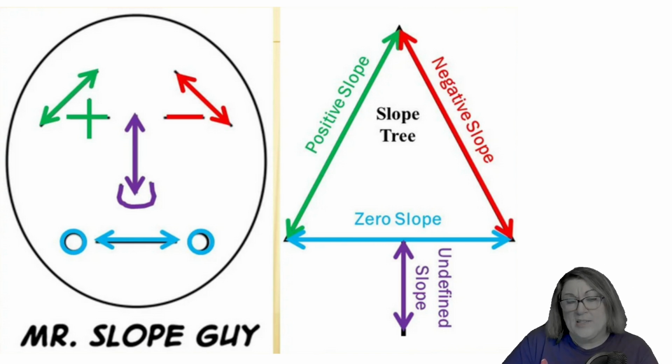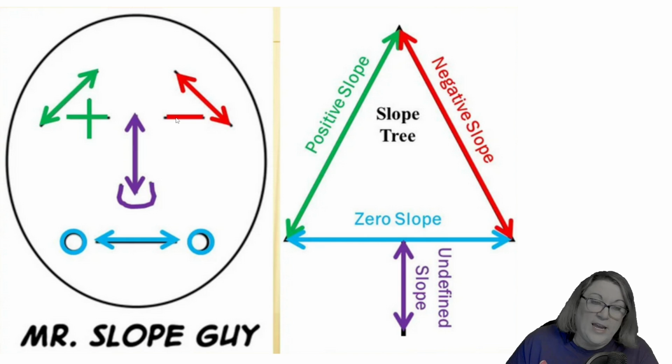And it's basically a drawing you can make really quickly. His eye here that's green is moving from left to right upwards. So it's positive, which is why his eye looks like a plus. And then his red eyebrow over here is moving from left to right downward. And that is a negative slope. So that's why his eye looks like he's winking here.